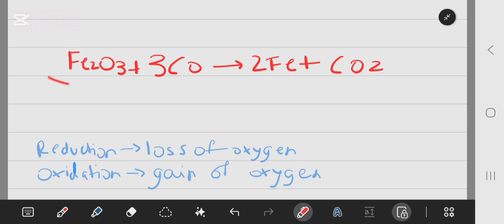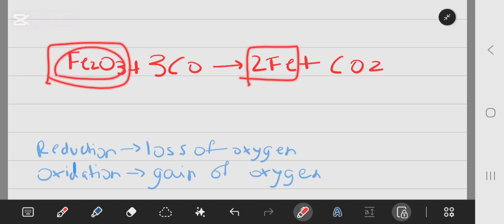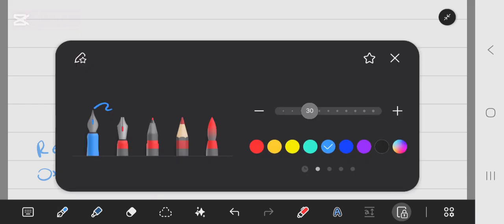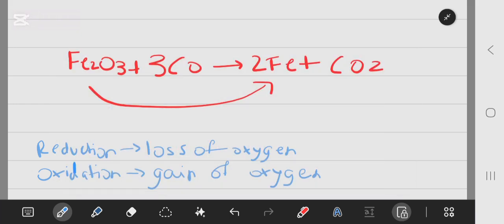For example, if I look at iron for just a second, I have iron over here and I have iron over here. I can clearly see that on the reactant side, iron has made a bond with oxygen and iron has lost that bond on the product side. So I can say that iron, Fe, loses oxygen.